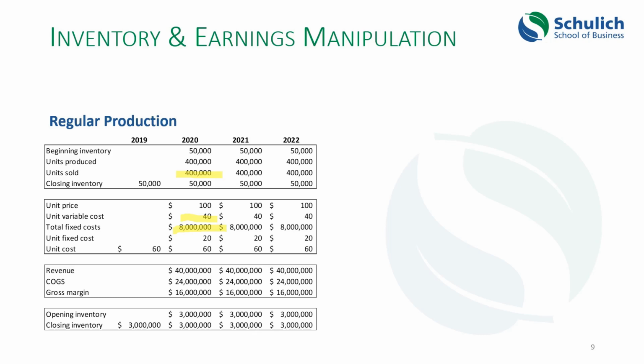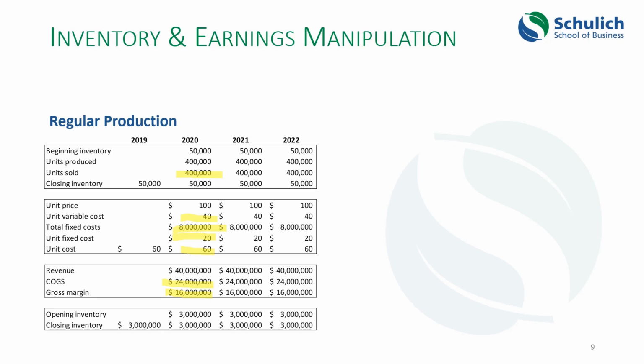If you take that $8 million of fixed costs and you divide it by the 400,000 units, you end up with $20 per unit. Your total cost then is the $40 plus the $20 for a $60 cost per unit. And that times the 400,000 units gives you a cost of goods sold of 24 million, and your gross margin is 16. And so that is going to be the steady state across all of those years.